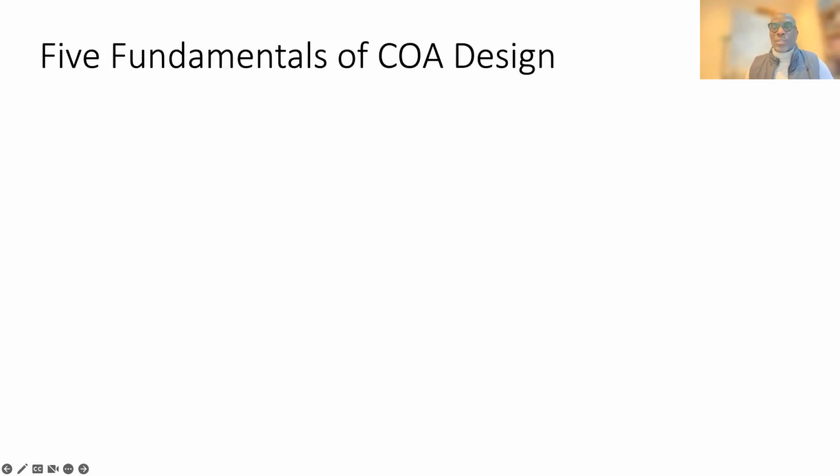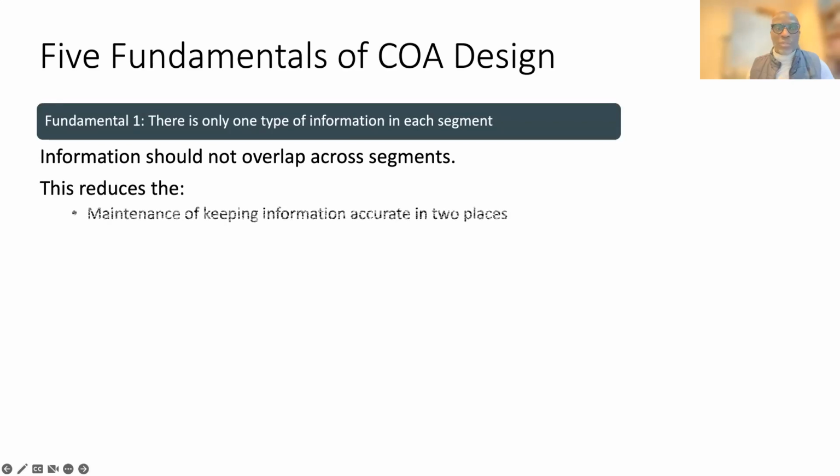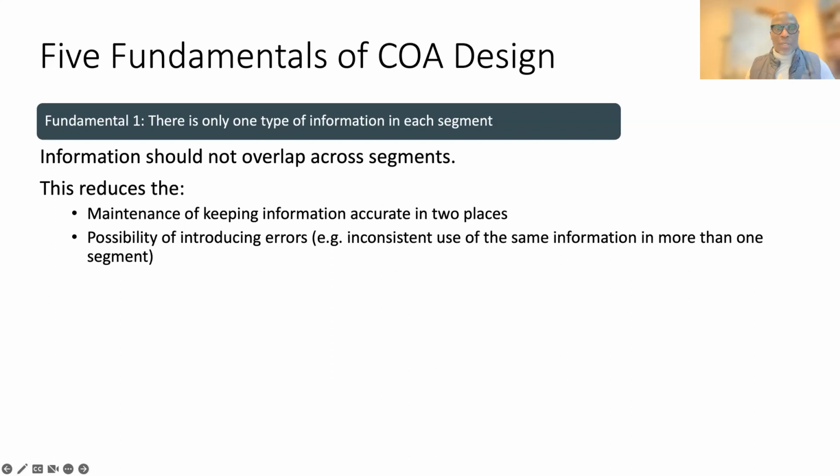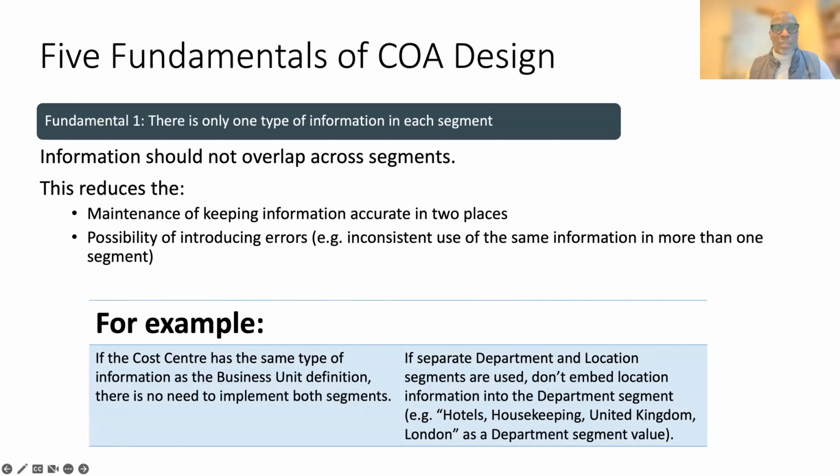So I'm going to go into the first one, which is only one type of information in each segment, and information should not overlap. What does this do? It reduces maintenance. Keeping information accurate in 2 places is going to be an issue. And also, if you have information in more than one place, then again, there's risk of introducing errors. So the example we've got here is that if the cost center has the same type of information in the business unit definition, there's no need to have both.